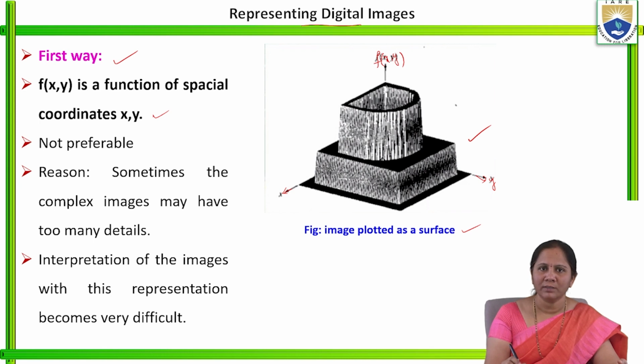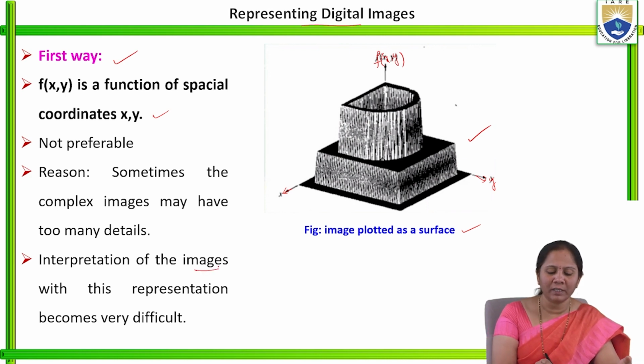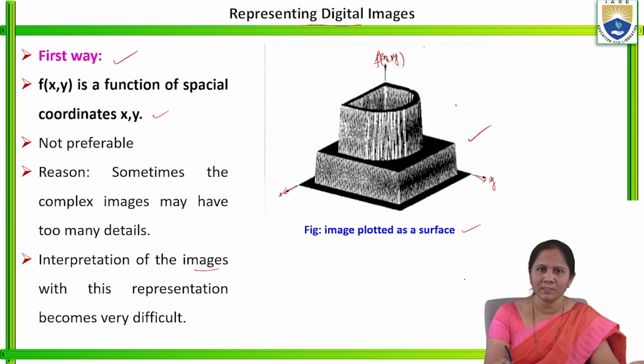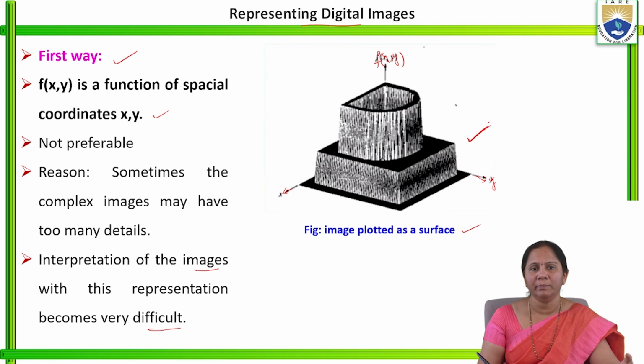Why? Because sometimes we may have complex images with too many details in that particular image. If so, in order to interpret that type of complex image, the representation becomes very difficult. That is why this type of representing digital images is not preferable. And there are other ways also to represent digital images.